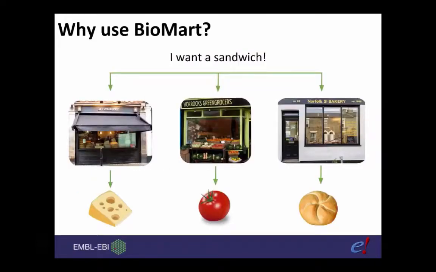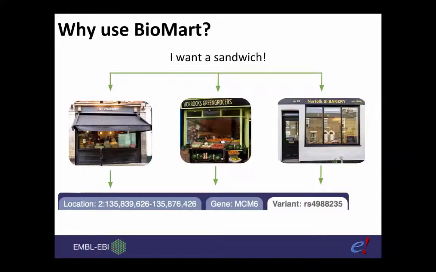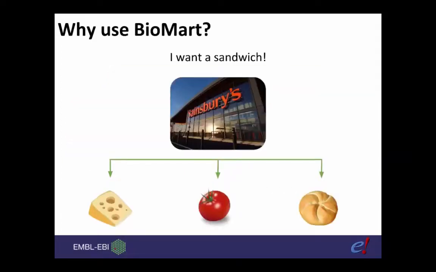Just an analogy for this: say that you wanted a sandwich, you could walk down the high street and go to the cheesemonger to buy your cheese, walk a bit further down the street to the greengrocer to get your vegetables, and then again walk down the street to find the bakery and buy your bread. This is synonymous with going to the location tab to find some information, then navigating to the gene tab, and then the variant tab to find a range of information there. Whereas in reality what you really want to do is just go to Sainsbury's or a supermarket and find all of the things available in one easy location, which is why we refer to BioMart as our online supermarket for Ensembl.